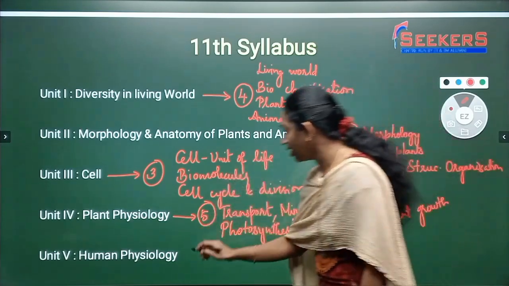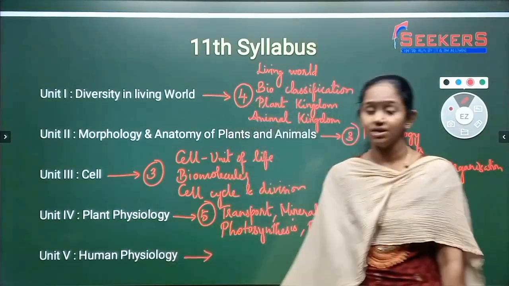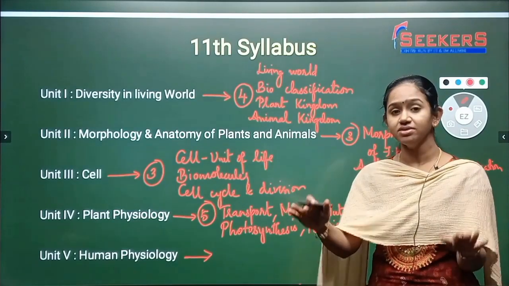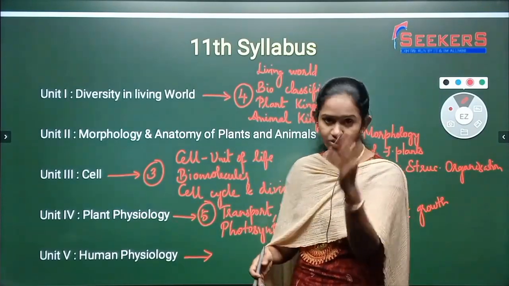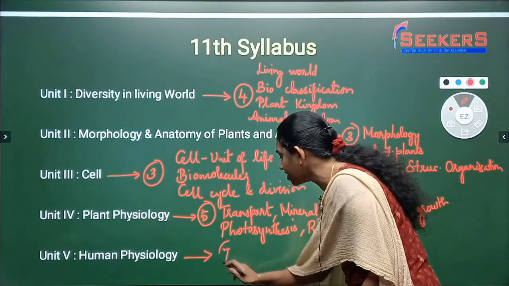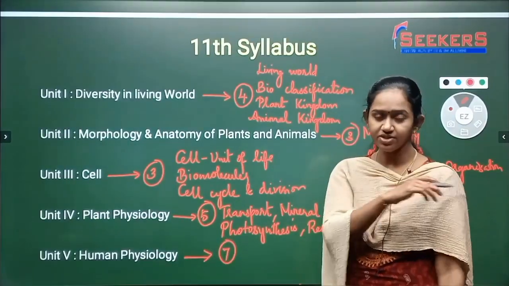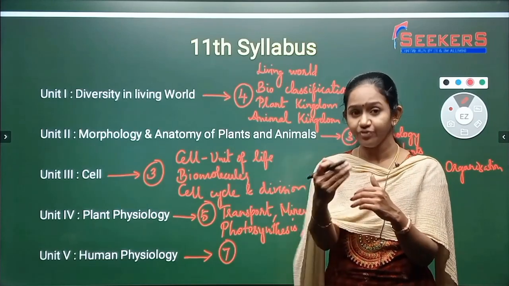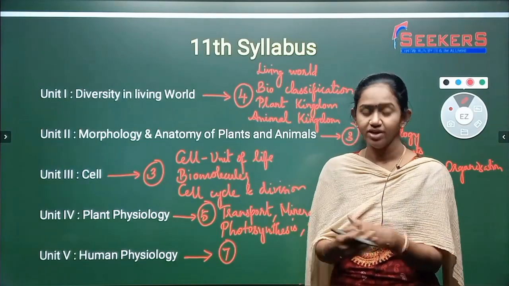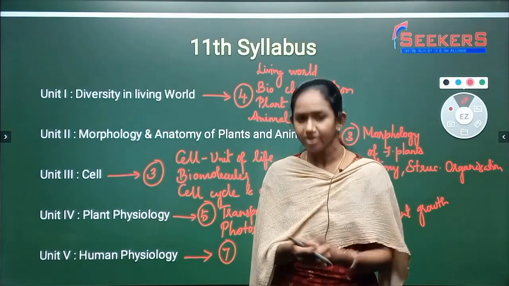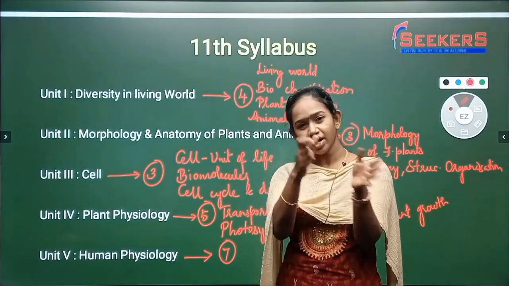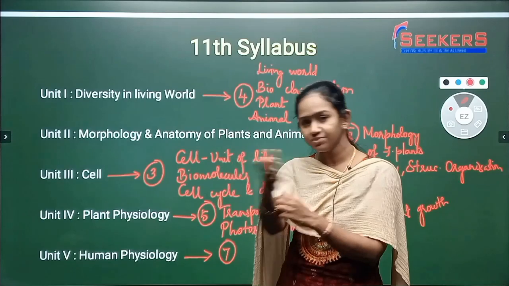Right? And now the last unit in your 11th syllabus, the very important unit and the most weightage unit, is Human Physiology. This unit comprises totally 7 chapters. The 7 chapters deal with the different life processes in our human body. You would have studied a chapter called Life Processes in your 10th, right? In that chapter you would have studied all the different organ systems in our body.